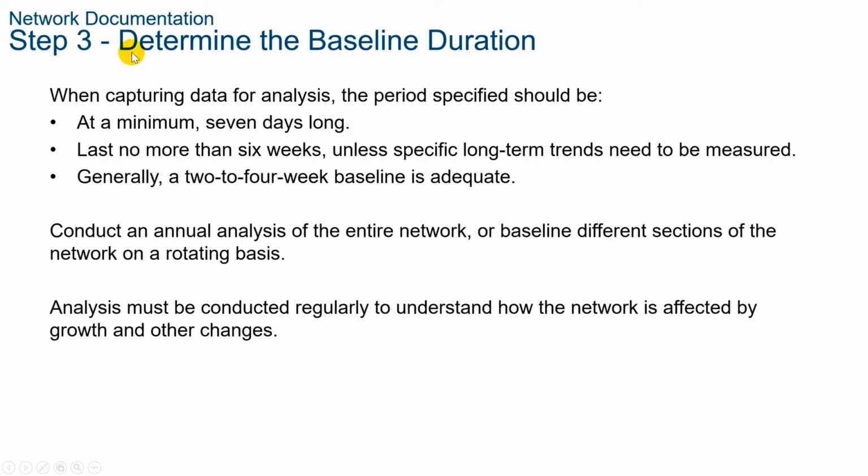Step number three is determine the baseline duration. The length of time the baseline information is being gathered must be long enough to determine a normal picture of the network. It is important that daily trends of network traffic are monitored. It is also important to monitor for trends that occur over a longer period, such as weekly or monthly. For this reason, when capturing data for analysis, the period specified should be at a minimum 7 days long, last no more than 6 weeks unless specific long-term trends need to be measured, and generally a 2 to 4 week baseline is adequate.